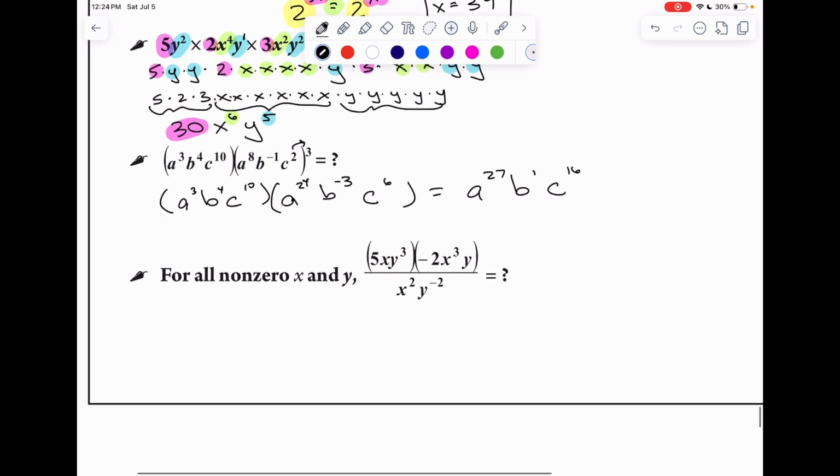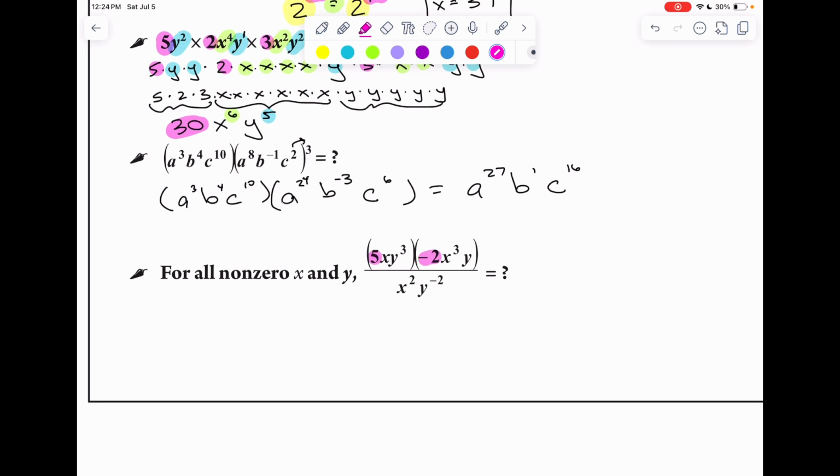All right, let's look at these guys. We've seen simplifying the top like this. Let's do it the easy way, right? Let's do our coefficients first. 5 times -2, that's going to give me -10. And then I have 1 x times 3 more x's. That's going to be x to the 4th power. That's 4 x's multiplied together. And then I have 3 y's times another y. Well, that'll be 4 y's multiplied together.